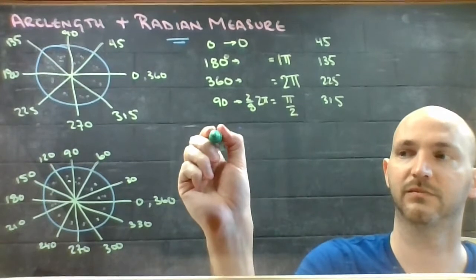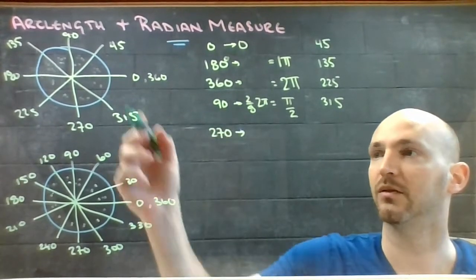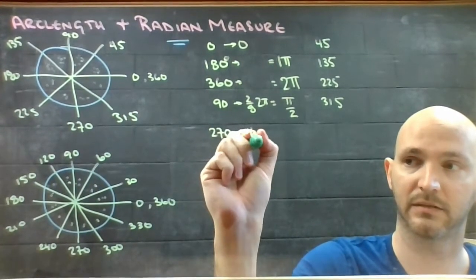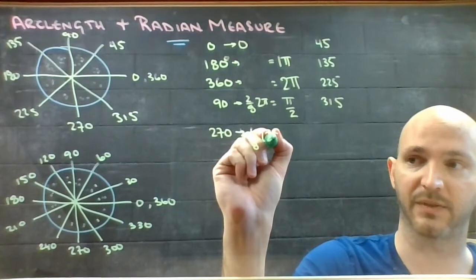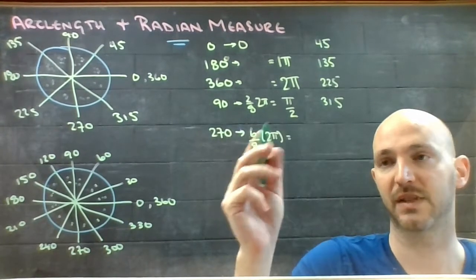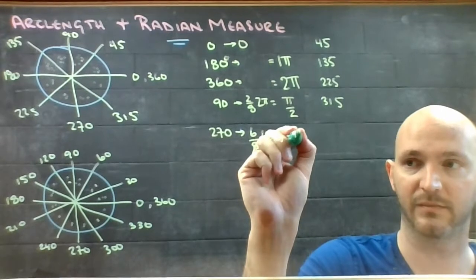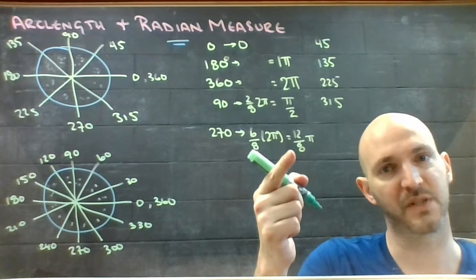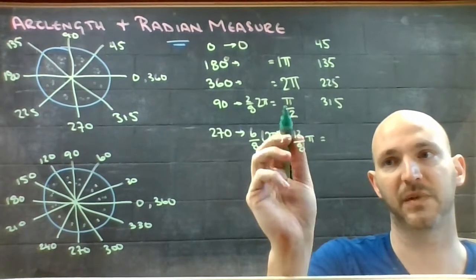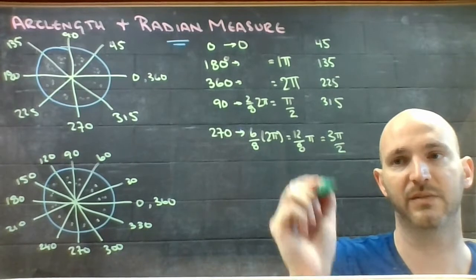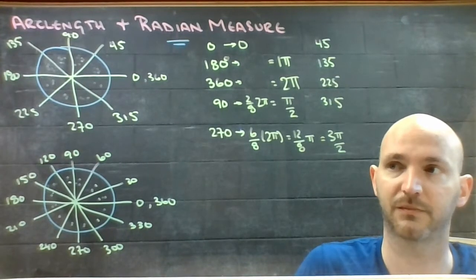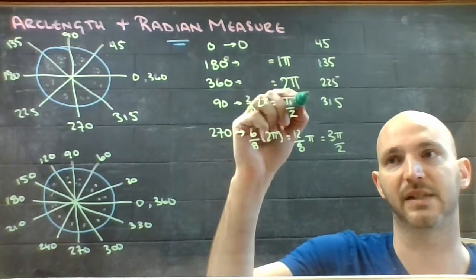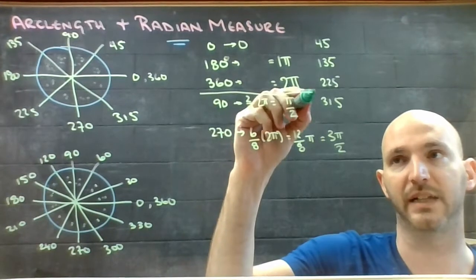270 would be 1, 2, 3, 4, 5, 6 out of 8 times my reference circle. 2 times 6 is 12 over 8. Both of those numbers divide by 4, so that leaves me with 3 pi divided by 2. So you're maybe starting to see why I grouped them this way. 0, 180, and 360 are whole values of pi.